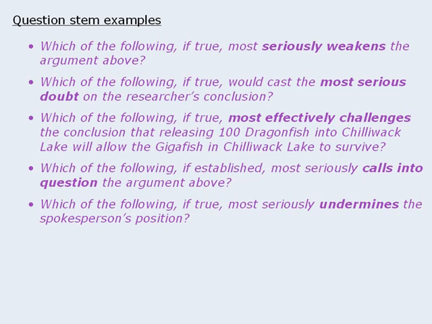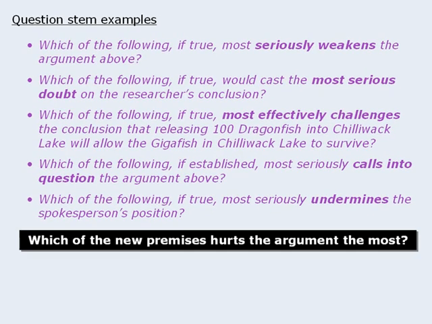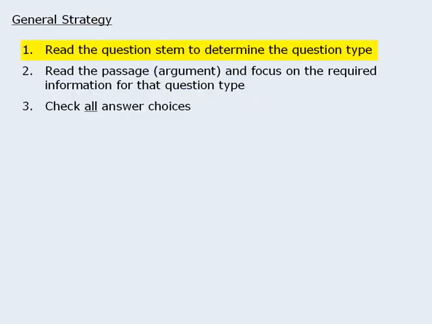As you can see, there are many different ways to essentially say which of these new premises hurts the argument the most. Now, once you've read a few dozen question stems for weaken the argument questions, you'll be able to spot this question type from a mile away. Okay, now once we've identified the question type, what do we do next? Well, now we read the passage and focus on the information required to answer weaken the argument questions.